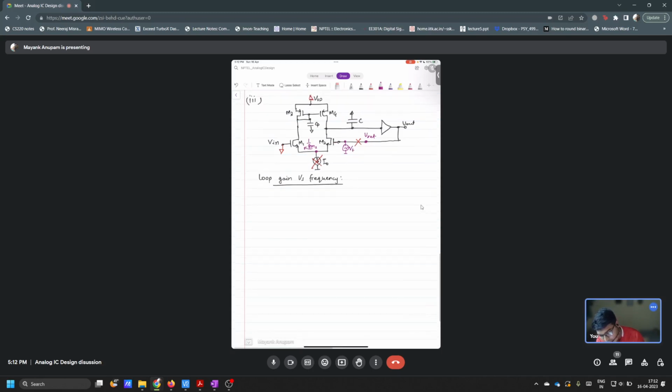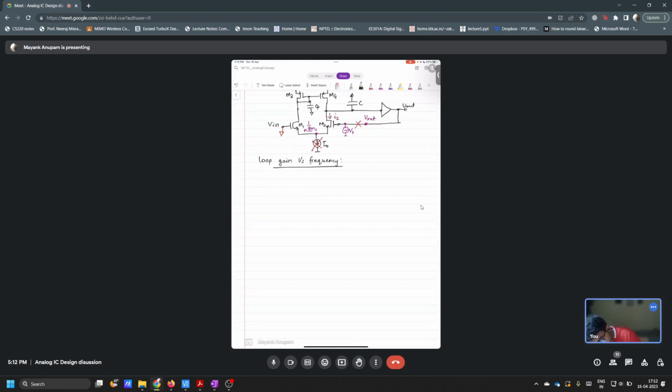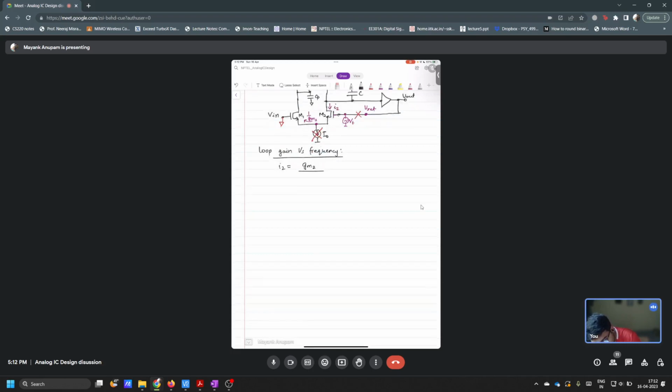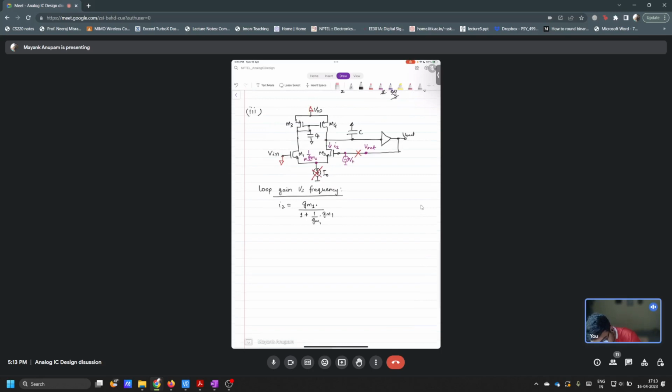So tell me what will be the current here? M1 and M2 GM is the same, right? So let's call it GM1 only, right? Into GM1 divided by 1 plus 1 over GM1 times GM1. This is source degeneration, isn't it? This is source degeneration, right?